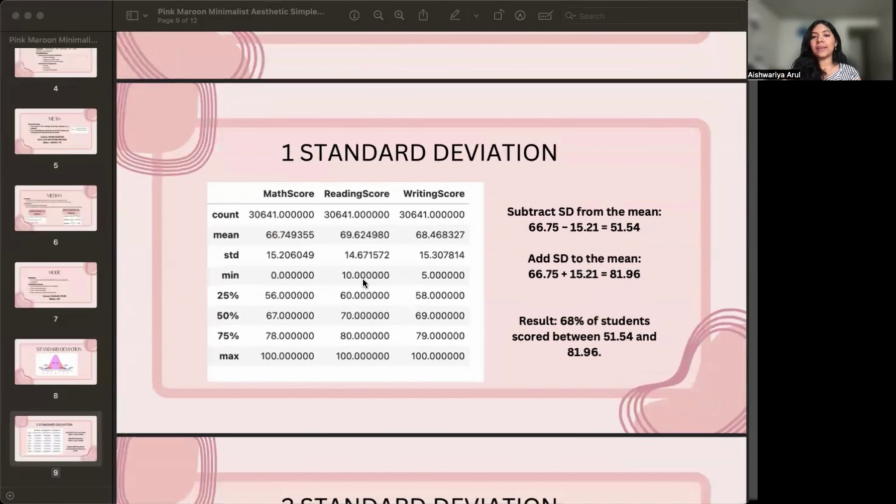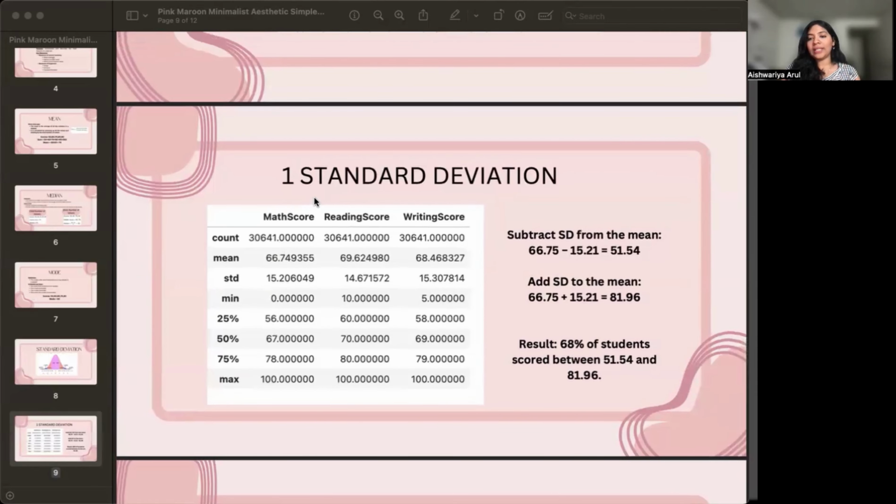Okay, now let's discuss one standard deviation. I have taken the math score, the reading score, and the writing score of 30,641 people. If you want to find out where 68 percent of the students have scored, we can simply subtract the standard deviation from the mean, and also add the standard deviation to the mean.